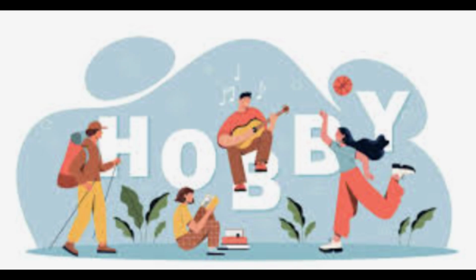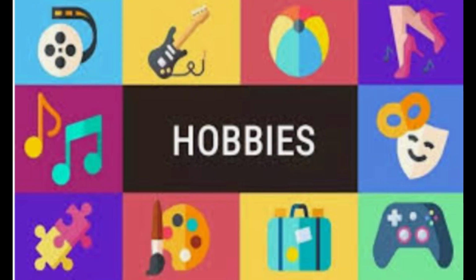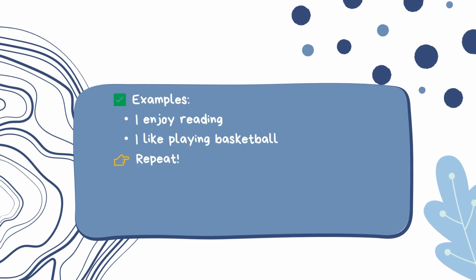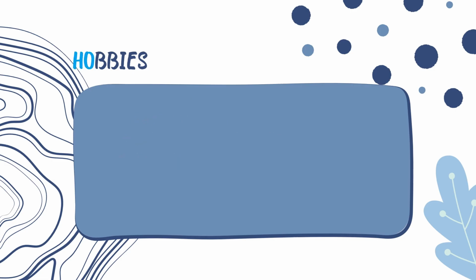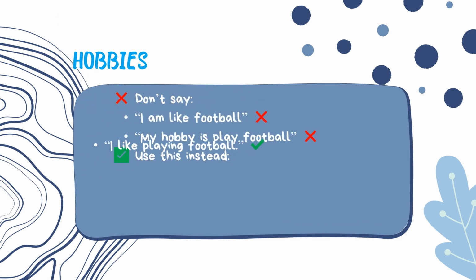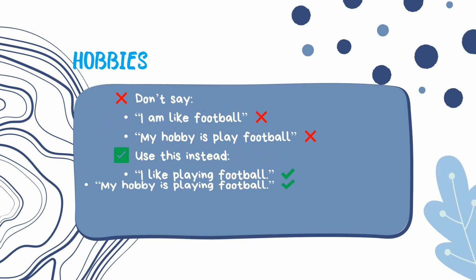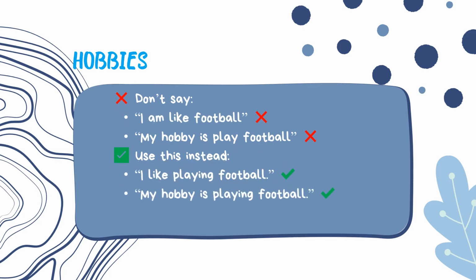This part is about what you enjoy doing in your free time. You can talk about activities you like or things you love. Listen carefully and repeat after me. Hobbies. Examples: I enjoy reading. I like playing basketball. Repeat. Don't say, "I am like football. My hobby is play football." Use this instead: I like playing football. My hobby is playing football.